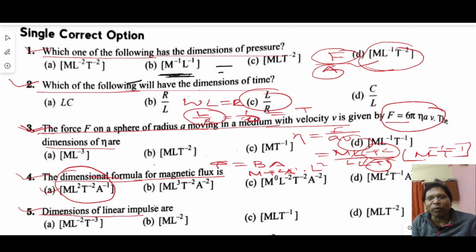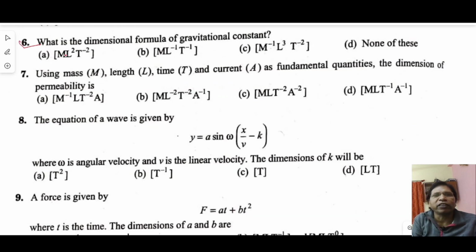The dimensions of linear impulse. Impulse means momentum. Now momentum is MLT^-1. Okay, understood? Now question number 6. What is the dimensional formula of gravitational constant?